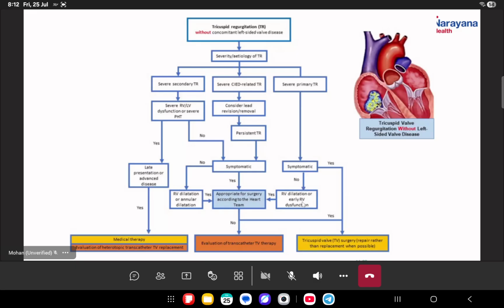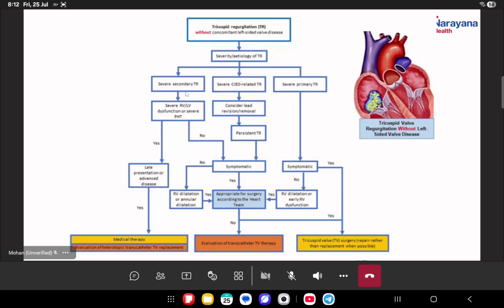And if it is not symptomatic, then we will look for RV dilatation or early RV dysfunction, and then evaluation according to the heart team. And if they suggest surgery, then surgery can be done. If it is not appropriate for surgery, then it can be sent for tricuspid valve transcatheter intervention.